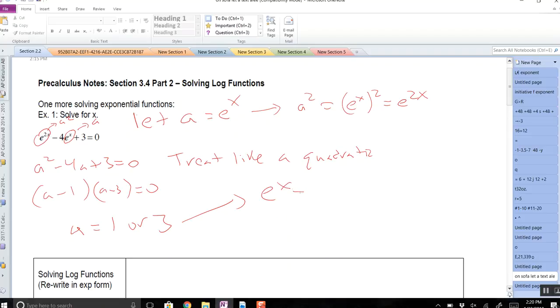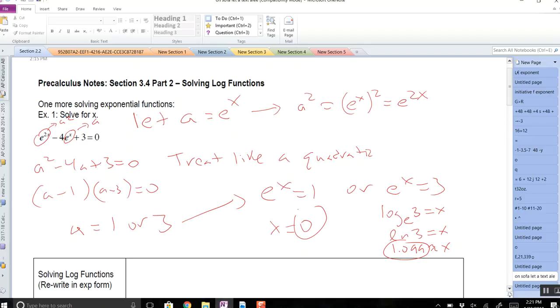So this means that e to the x equals 1 or e to the x equals 3. Hopefully you can see that if e to the x equals 1, x is 0, because anything to the 0 power is always 1. But in this case, I probably want to rewrite as a log. Log base e of 3 equals x, which is really just ln 3 equals x. And if you use a calculator, I should get ln 3 is 1.099. That's roughly what x equals. And so either one of those two answers would work.